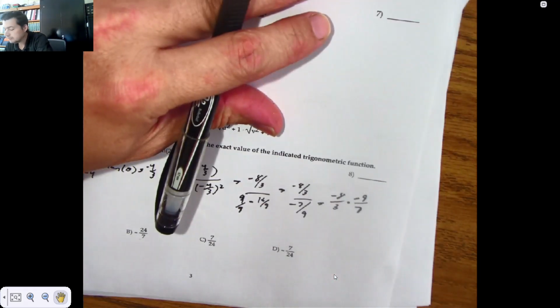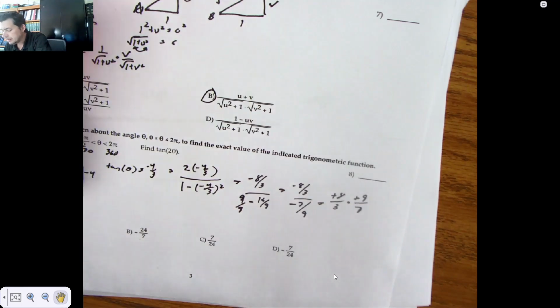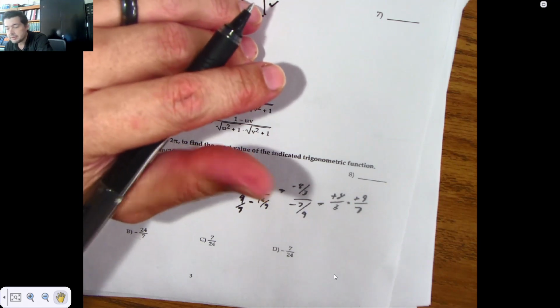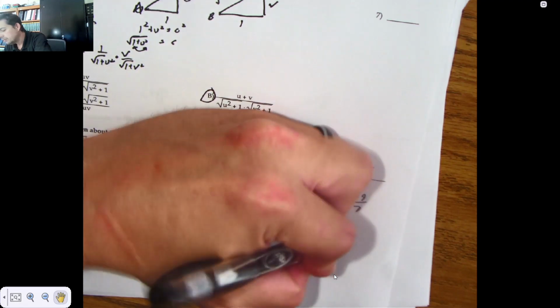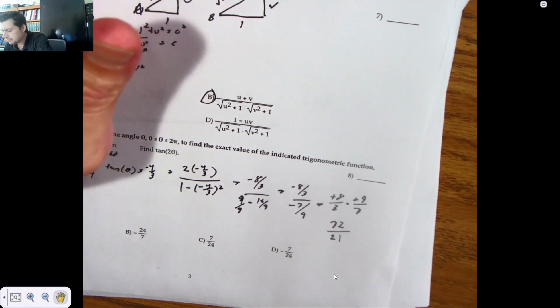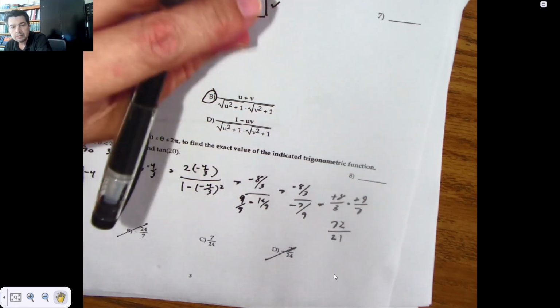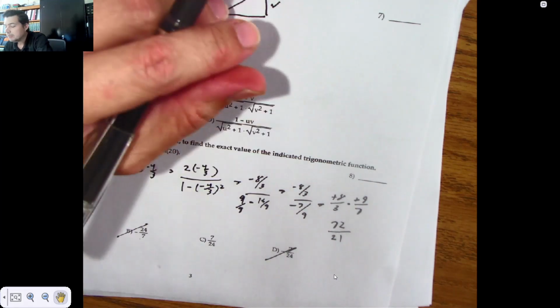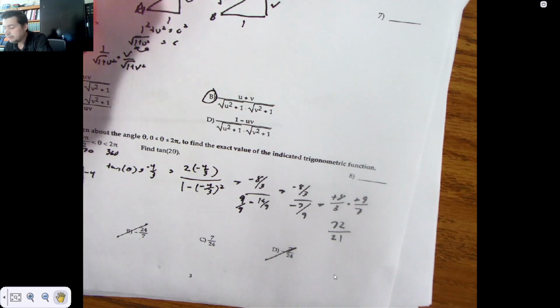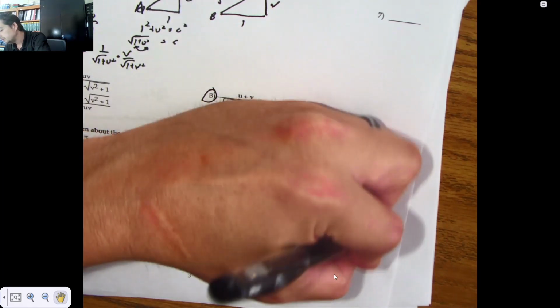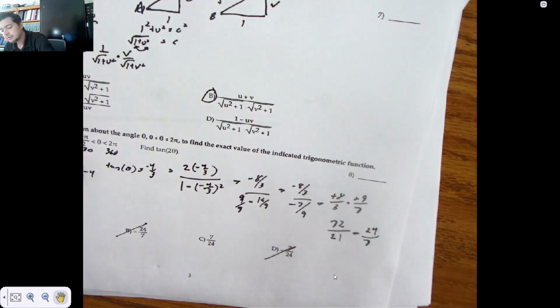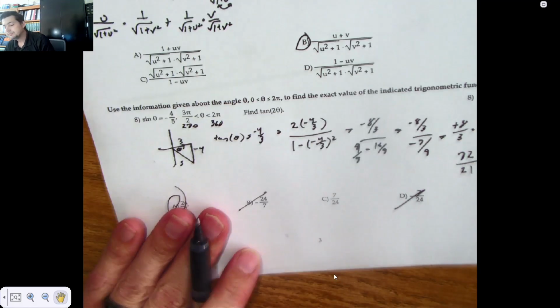There we go. Multiplied by the reciprocal. Negative times negative is positive. What's 8 times 9? We'll just simplify later. 8 times 9 is 72, and 3 times 7 is 21. That will reduce both, and by the way, it's positive, so gone. It's A or C. 72 is divisible by 3, 24 times. 21 is divisible by 3, 7 times. So she was choice A.